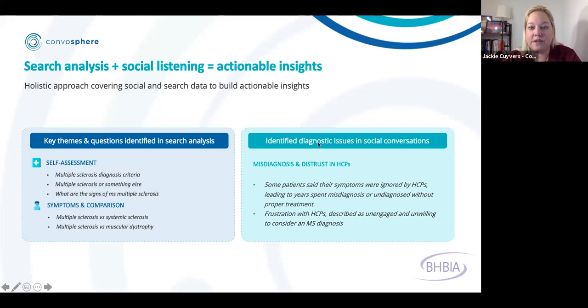So you can also see the misdiagnosis and distrust. It wouldn't have come up as something in the search analysis, but in the conversation through the social listening, you're able to identify that this is an area of concern for the patients that they are talking about and sharing with each other, but it doesn't come through clearly when you're looking at just the search analysis. So you can see that each are strong ways to develop insights, but they're stronger together.